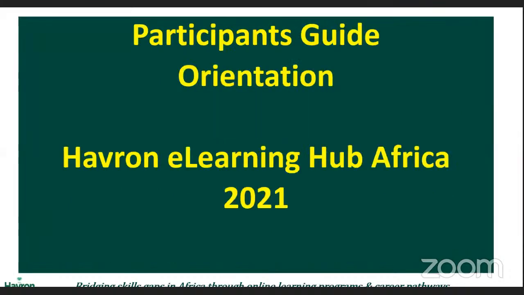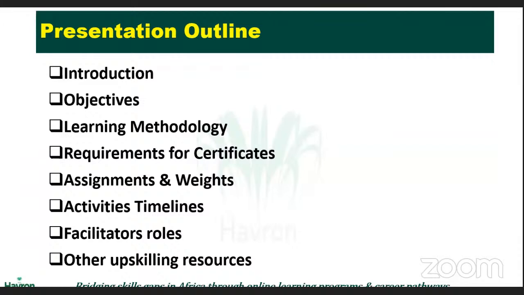So like you can see, it's a participant guide for this course, and this is the presentation outline. We'll look at the introduction, then look at the objectives of this meeting, the learning methodology, requirements for certificates, assignments and their weights, activities, timelines, facilitators' rules. And then we'll use the opportunity to present to you the other upskilling resources within Havron e-learning.